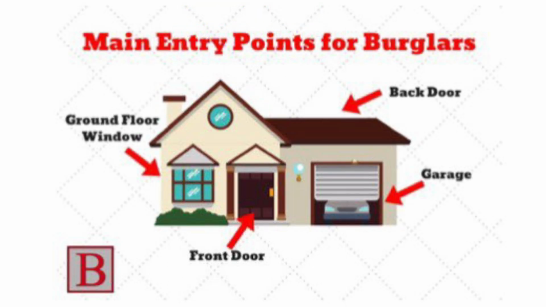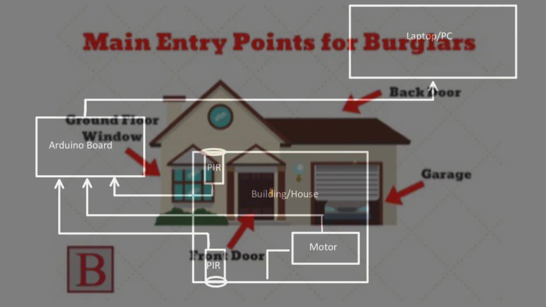Now let's explain the main entry points for burglars to enter the targeted house. The main entry points are the front doors, back doors, garage, and ground floor windows, according to an image published by Blake Security, which is located in the UK. I have decided to further enhance the security at the front and back doors of a building or a house.